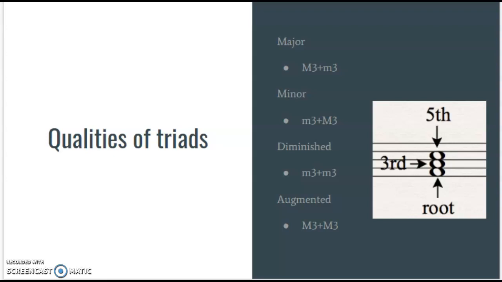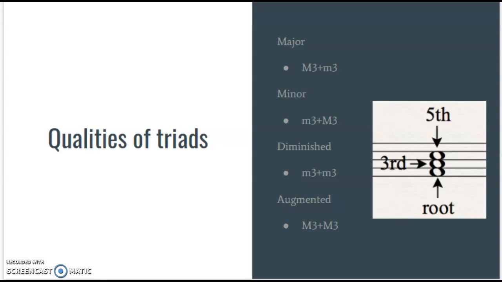The last kind of triad that we're going to talk about today is augmented. So augment means to make a little bit larger. And in this case, augmented is a little bit larger than major. So an augmented triad is built out of a major third and a major third.